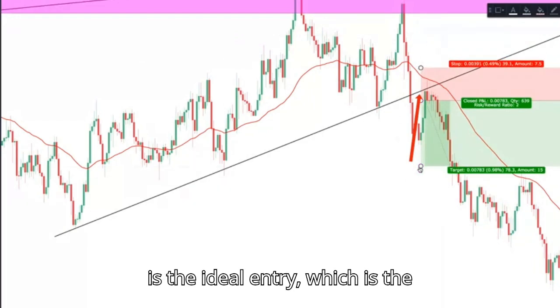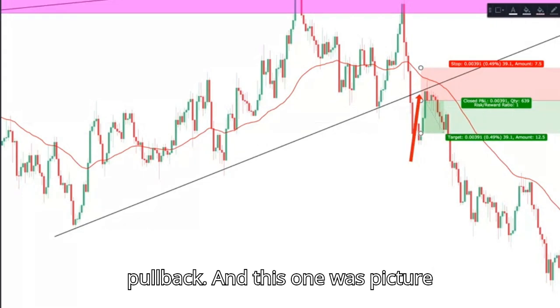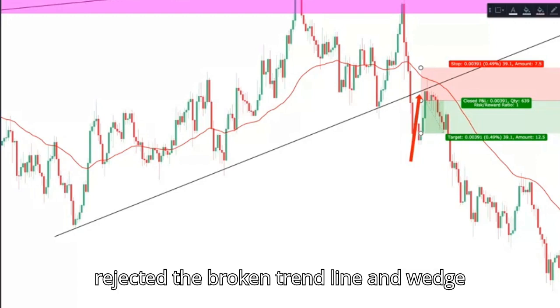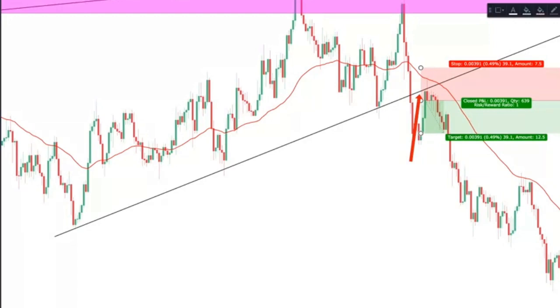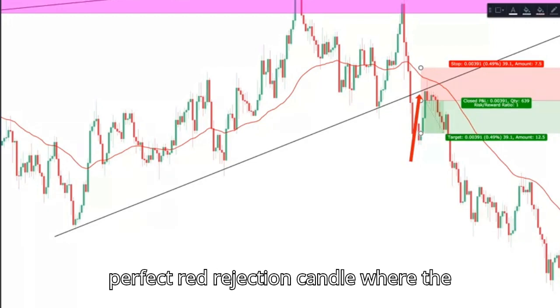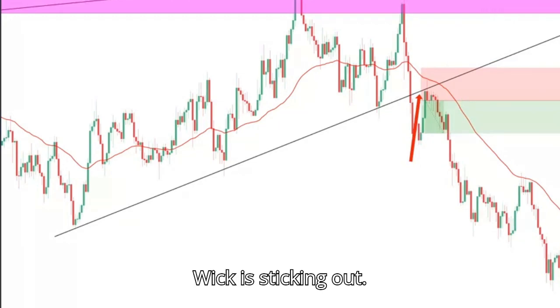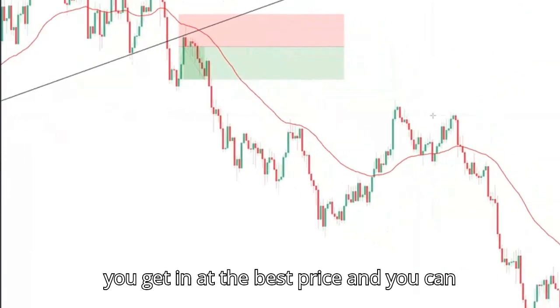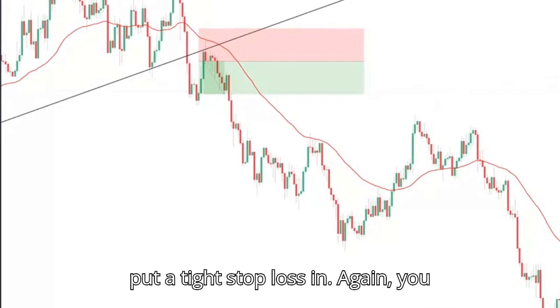Option 2 is the ideal entry, which is the pullback. And this one was picture perfect because it came up, rejected the broken trend line and wedge, rejected the 50 EMA, and made a perfect red rejection candle where the wick is sticking out. The pros of this kind of entry are that you get in at the best price and you can put a tight stop loss in.